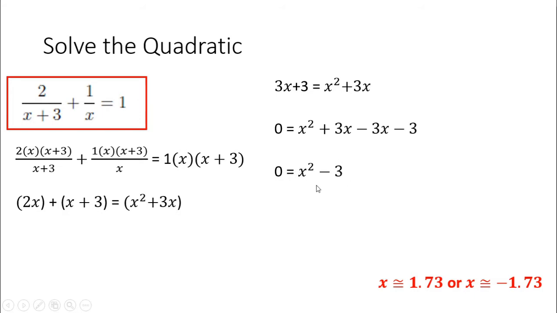Now you might be thinking, 2 terms, a difference of 2 terms, but it's not a difference of 2 squares. So I'm not going to set up 2 brackets to factorize this. I'm just going to go ahead and try and get x on its own.